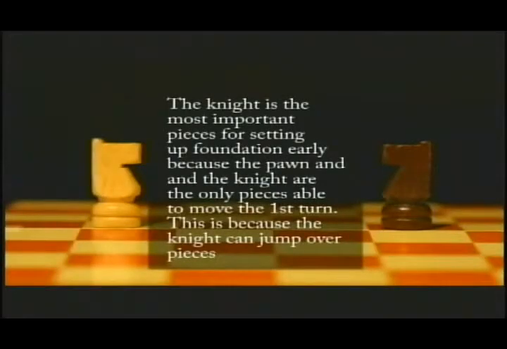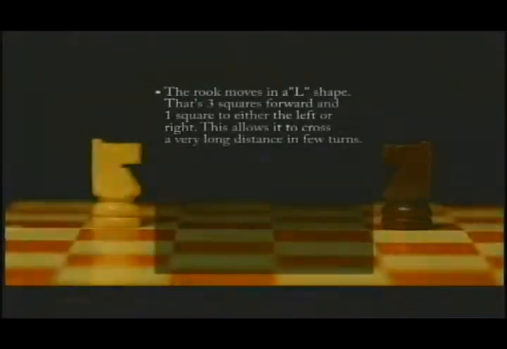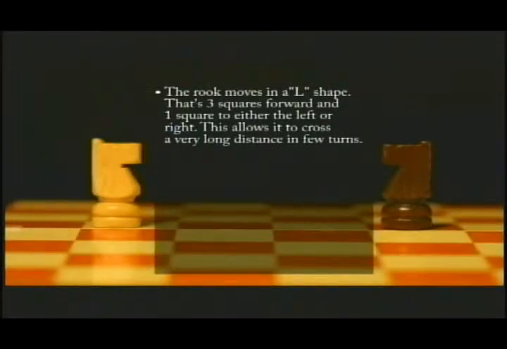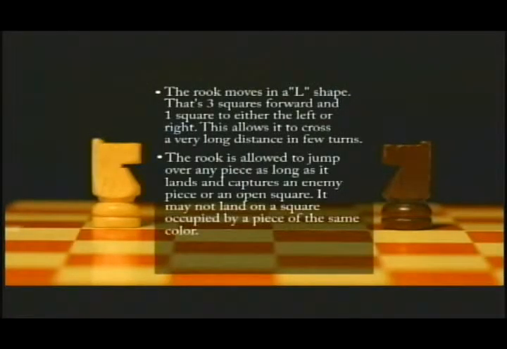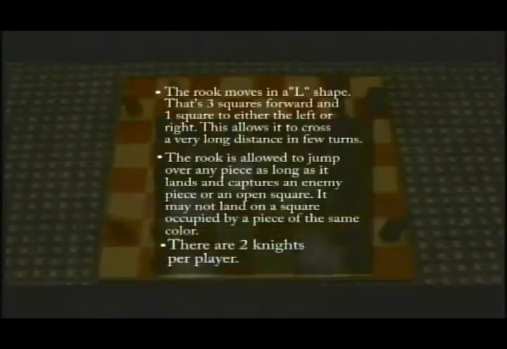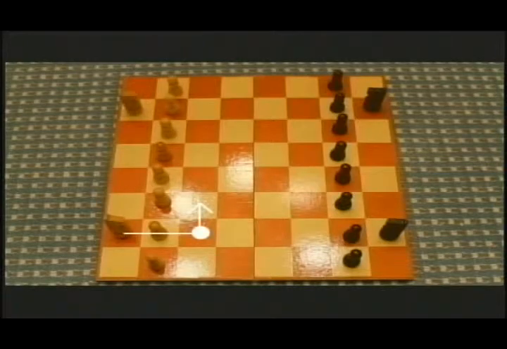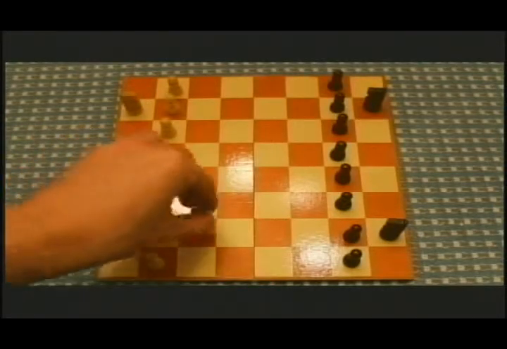Next we have the knight. The knight is the most important piece for setting up a foundation. The knight moves in an L shape, 3 squares forward and 1 square to either left or right. This allows it to cross a very long distance in only a few turns. There are 2 knights per player. Here you can see the knight in action.